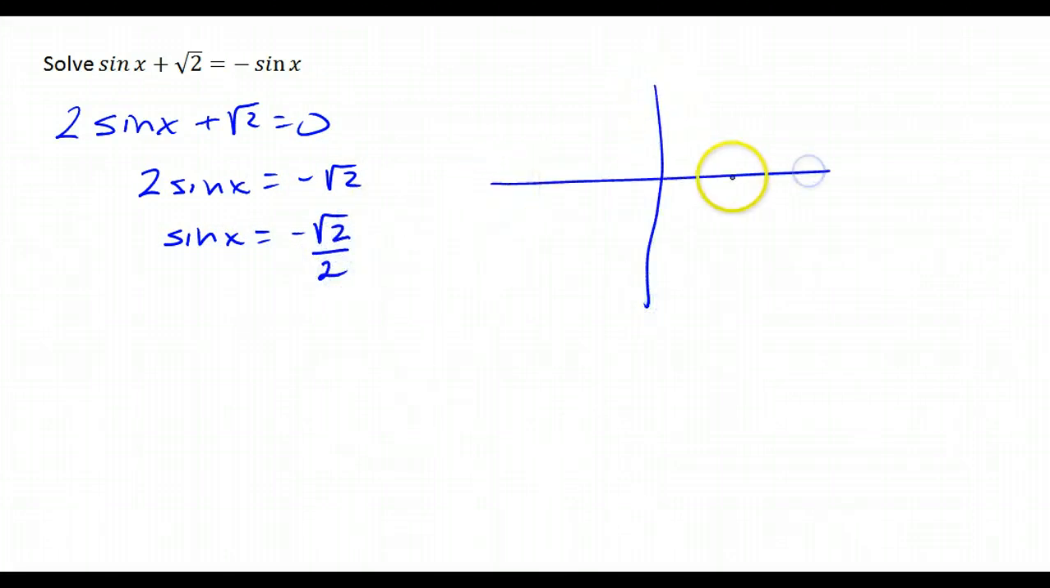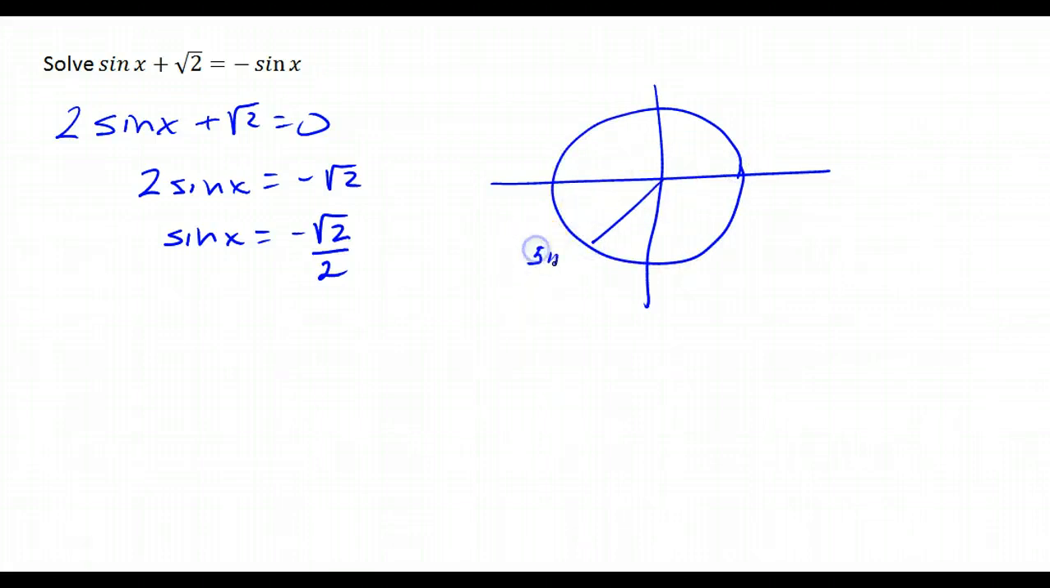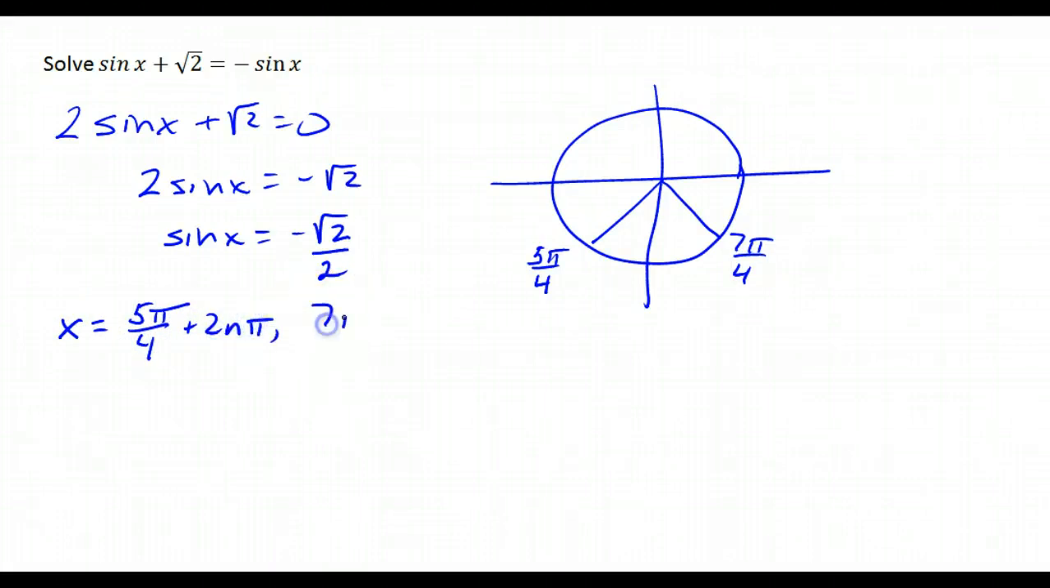So, from our unit circle, since it's negative, it's going to be in the 3rd and 4th quadrants, at 5 pi over 4 and 7 pi over 4. So our answers are x is 5 pi over 4 plus multiples of 2 pi, and 7 pi over 4 plus multiples of 2 pi. I hope you're seeing why it's important to know all your unit circle facts.